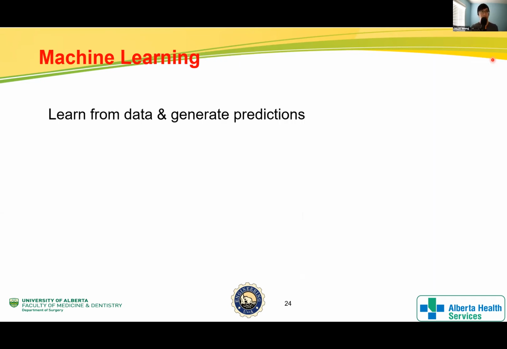And so that brings me to machine learning. Machine learning is a field, a subset of artificial intelligence, that consists of taking in labeled data, learning from that data, and then generating predictions based off of what it learned.